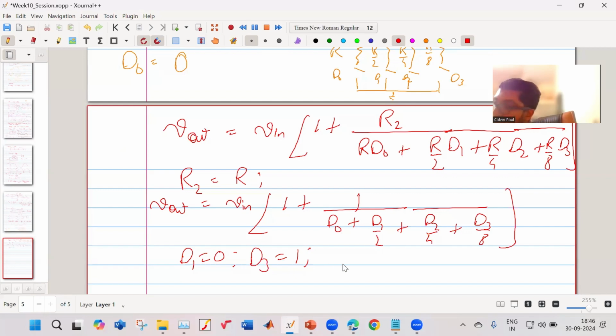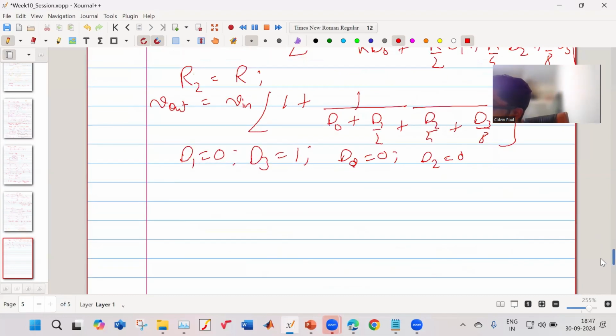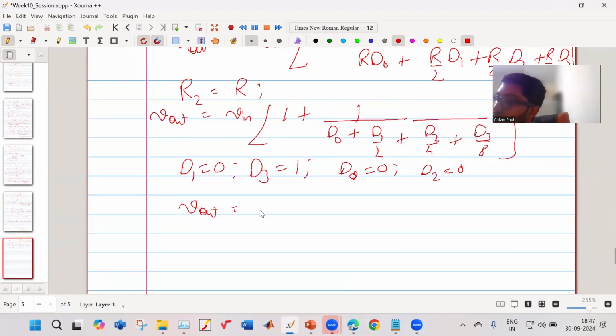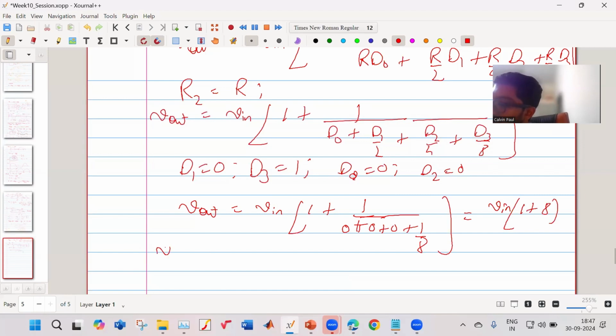Okay, let me put my D0 also 0 and my D2 also 0. The gain in that case will be V output equal to V in into 1 plus 1 upon only D3 is 1, so it is 0 plus 1 by 8. It is V in into 1 plus 8. So your V out will be equal to 9 into V in.